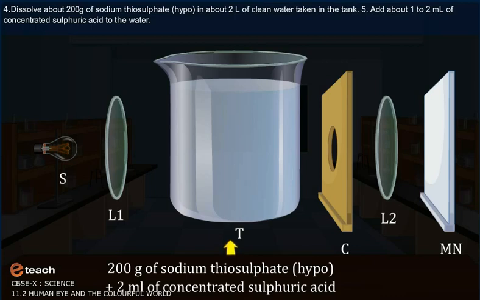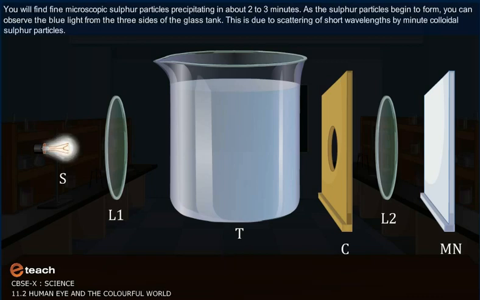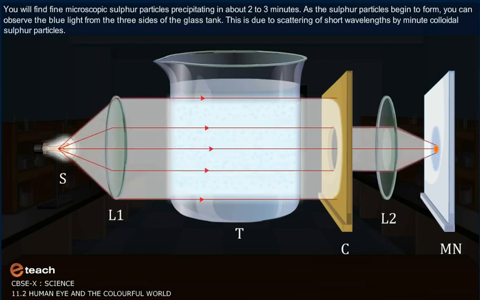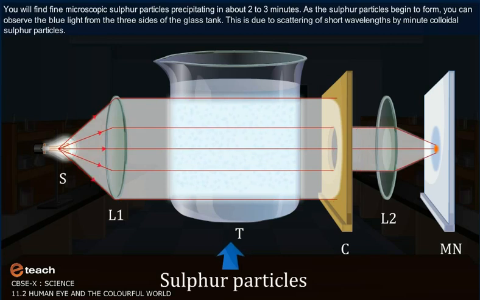5. Add about 1 to 2 milliliters of concentrated sulfuric acid to the water. You will find microscopic sulfur particles precipitating in about 2 to 3 minutes. As the sulfur particles begin to form, you can observe the blue light from the 3 sides of the glass tank. This is due to scattering of short wavelengths by minute colloidal sulfur particles.